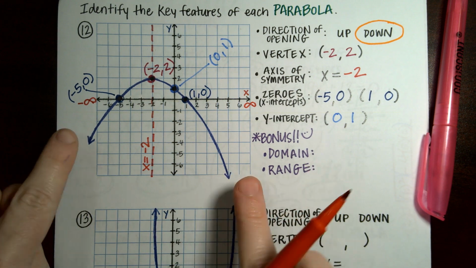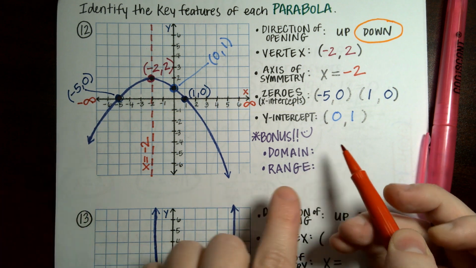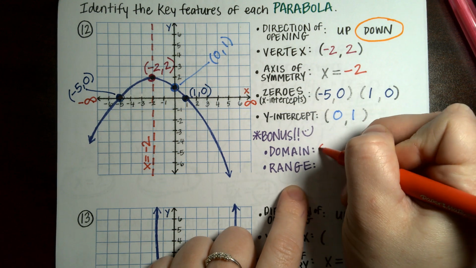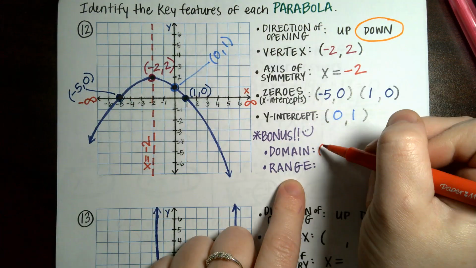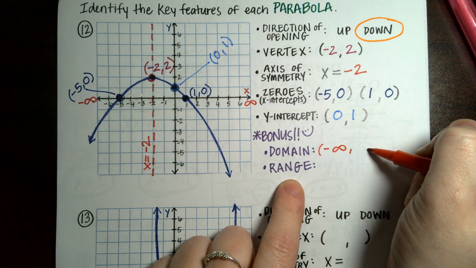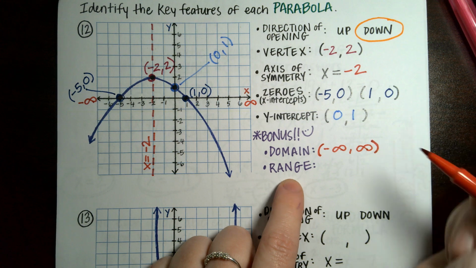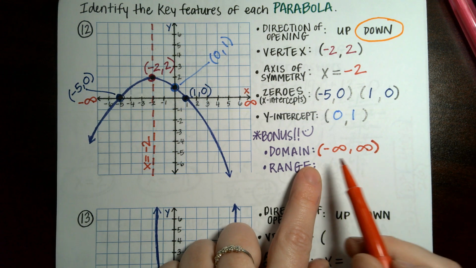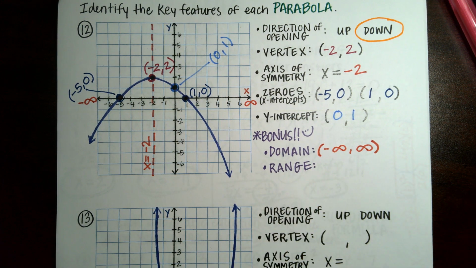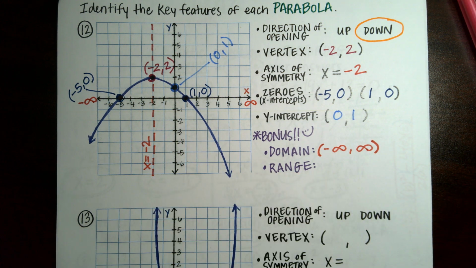So if this parabola were to keep going on and on forever in both directions, our domain is just going to be negative infinity, comma, positive infinity. And we write it in parentheses. The domain tells us how far this parabola reaches in the x direction. It goes from here to here.